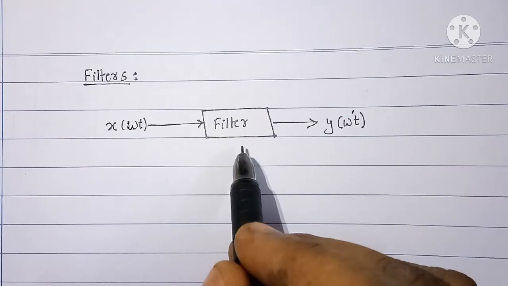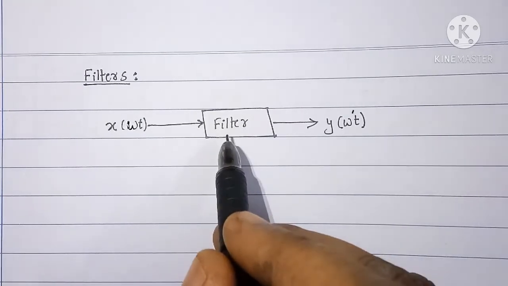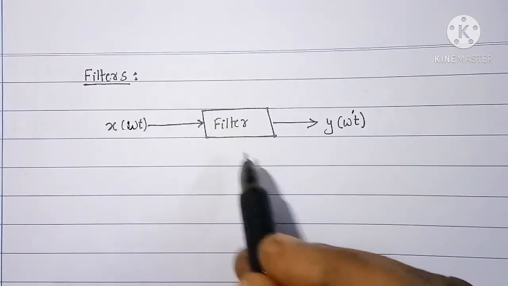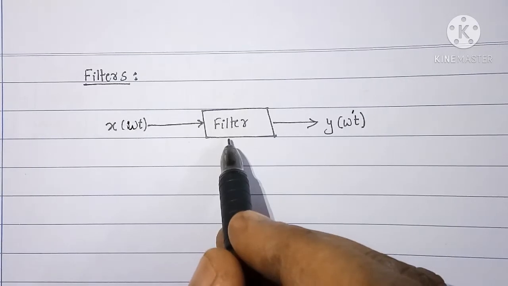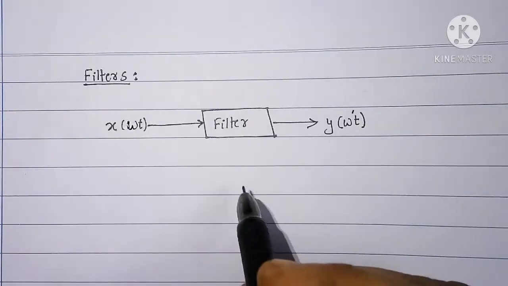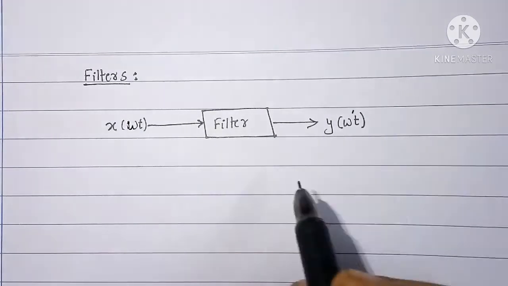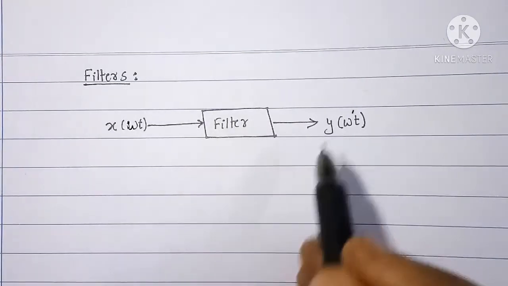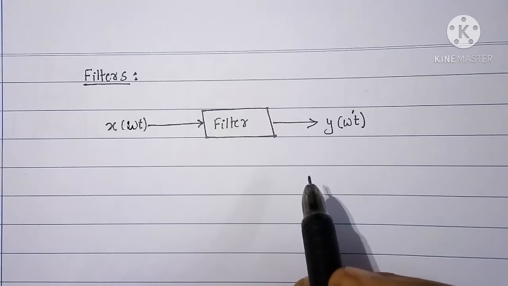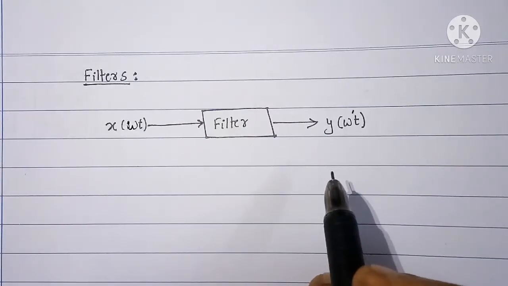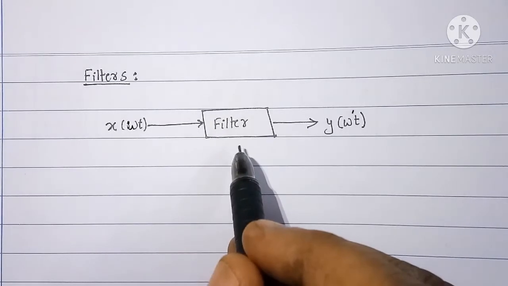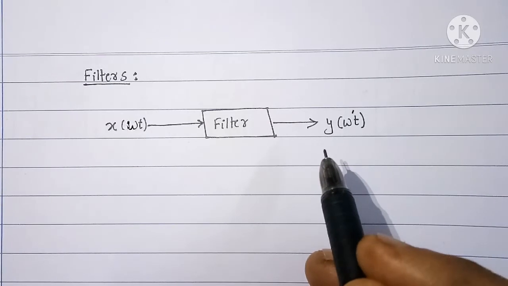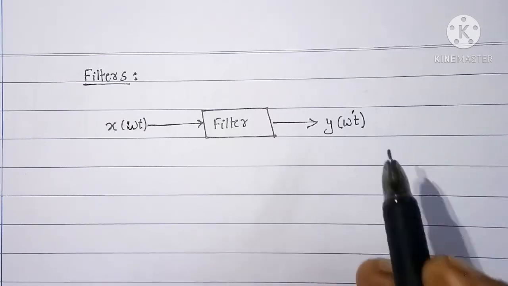To do so, the filter will have to be designed. That is, which frequency components are to be allowed to pass through and which are not to be allowed to pass through. For that, a filter is to be designed. In the analog electronics subject, you studied that filters are designed using circuit components such as capacitors and inductors.